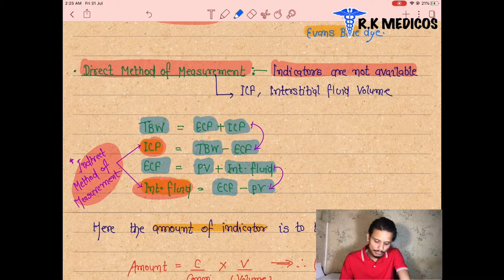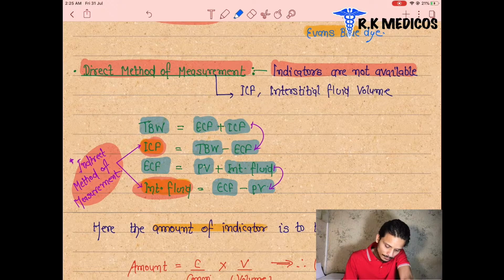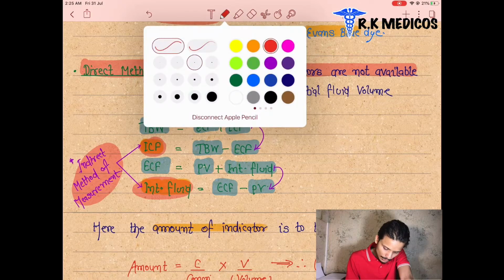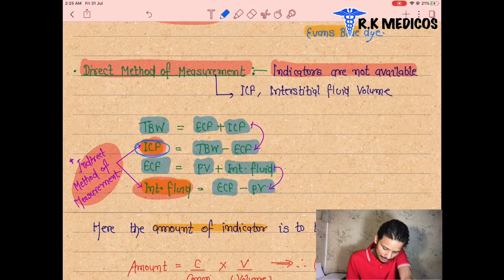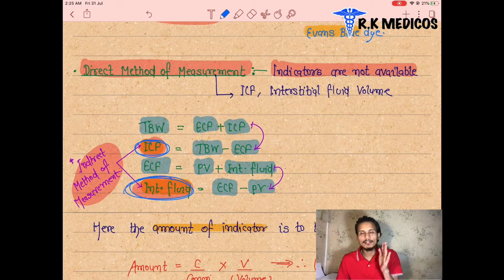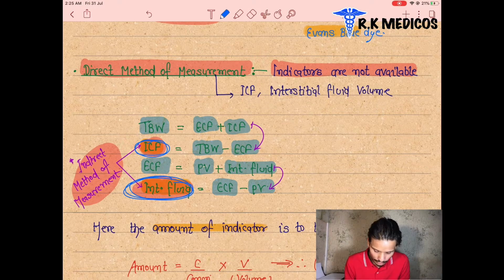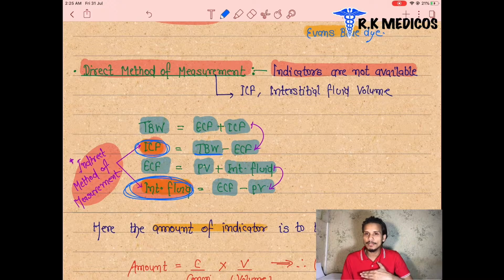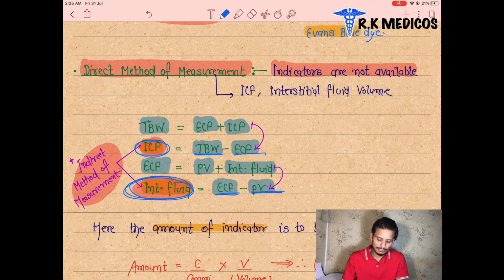So now we have to calculate these two fluids indirectly. Imagine intracellular fluid means the fluid inside the cell. So we calculate it as total body water minus extracellular fluid. Interstitial fluid, how are we going to calculate it? From the extracellular fluid minus plasma volume. It's so simple. So these are calculated indirectly.